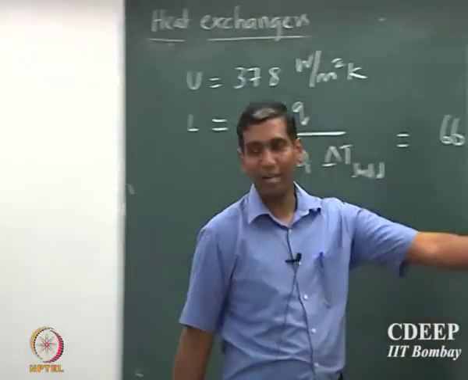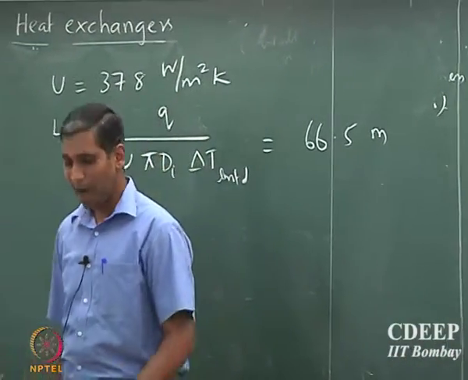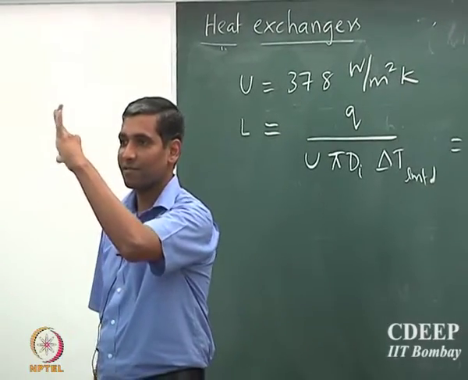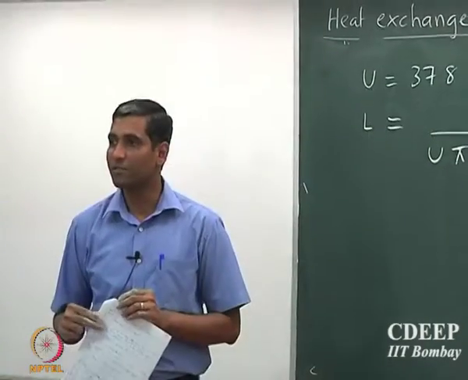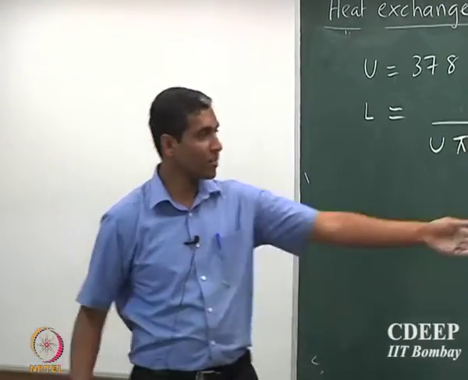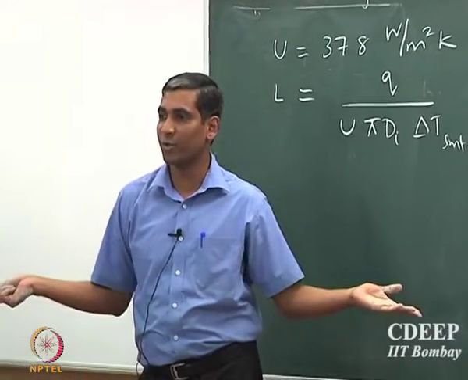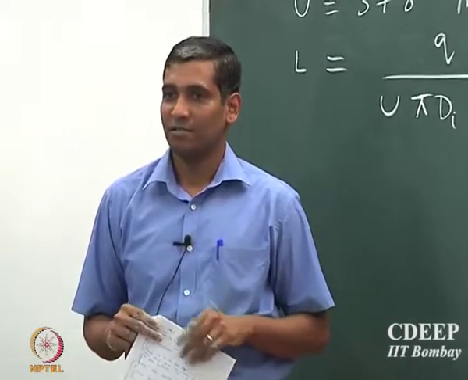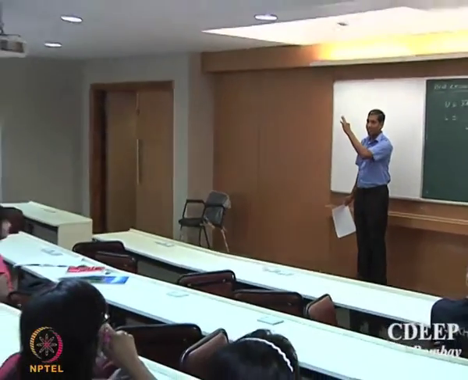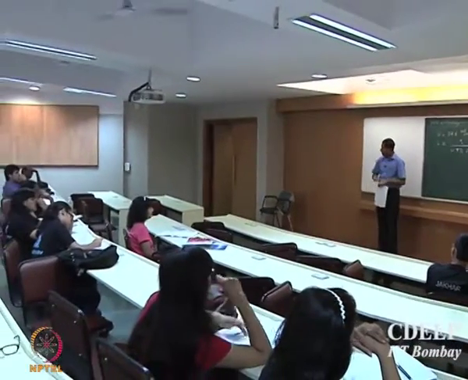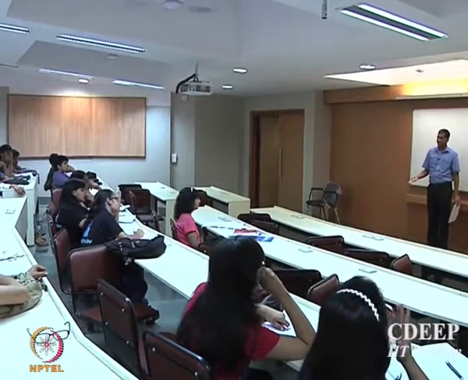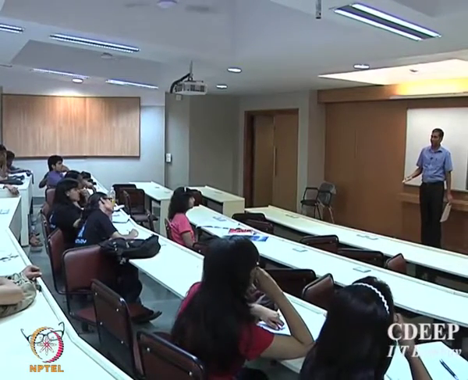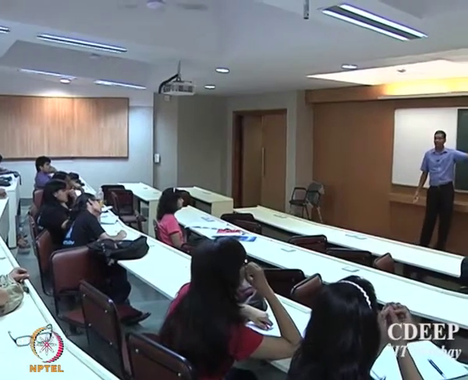We have a tube which is 25 millimeters, which is just 2.5 centimeters, which is this much, and it's 66.5 meters. Why is the prediction wrong? You cannot have a heat exchanger with 66 meters. Is it possible to flow water with a reasonable pressure? You will have a huge pressure drop. So, it's a completely unreasonable number.